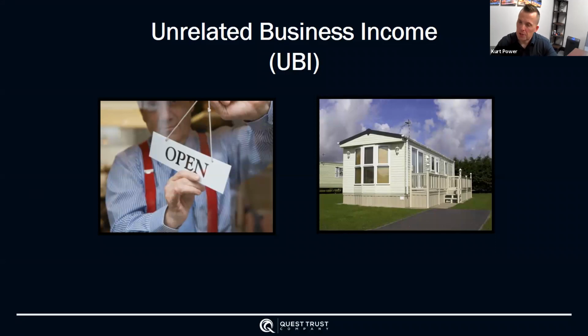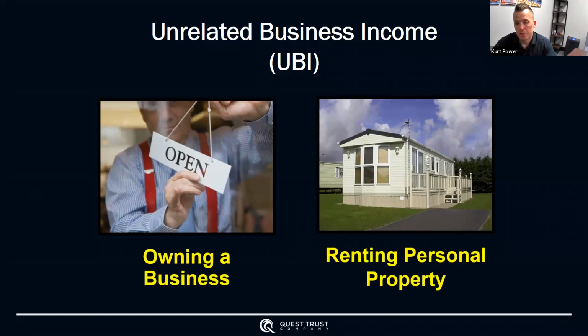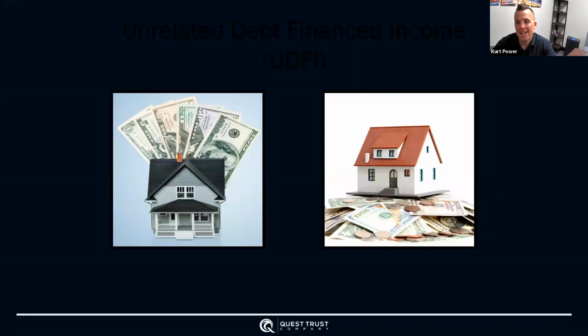If I loan out personal property that is not attached to land, a mobile home, jet ski, etc., I would incur UBIT. So owning a business, renting personal property. But if I am investing in debt-leveraged property, like a syndication, multifamily, apartment, self-storage, I'm not going to incur UBIT.